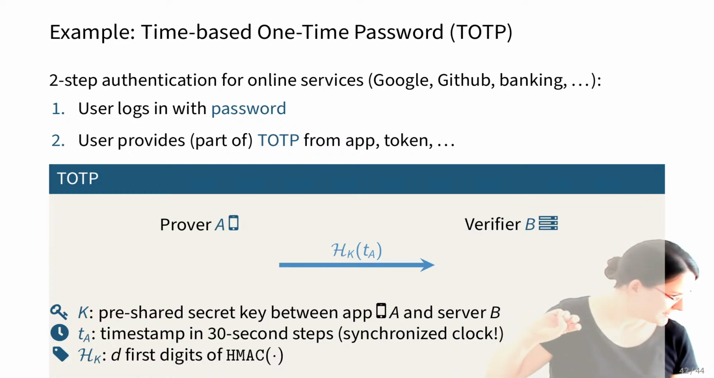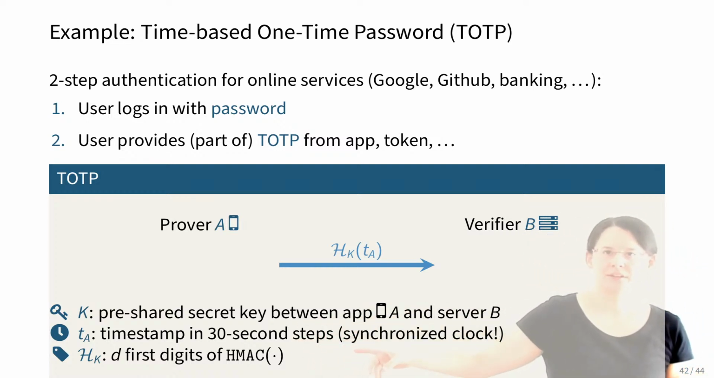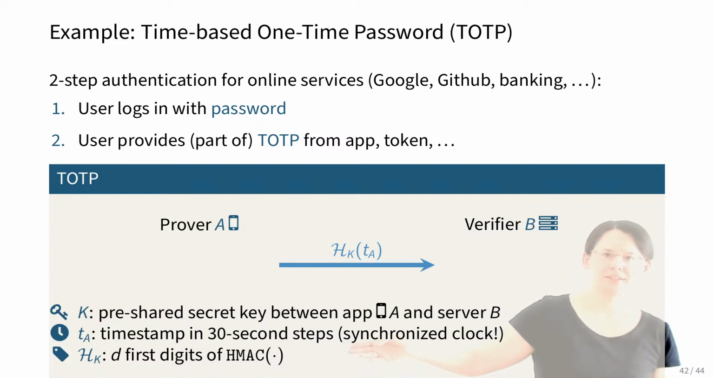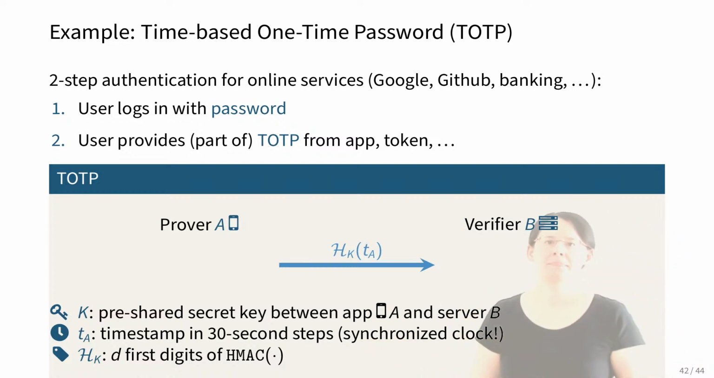So somebody is discussing the details of how long it takes. Notice that this is the timestamp in 30-second steps. So it only changes every 30 seconds. So if you want to cover, for example, 4 minutes with it, you only need 8 different timestamps. So it's not in 1 second steps.